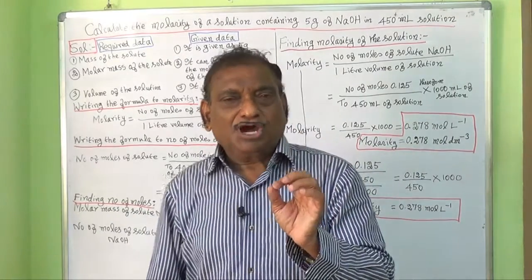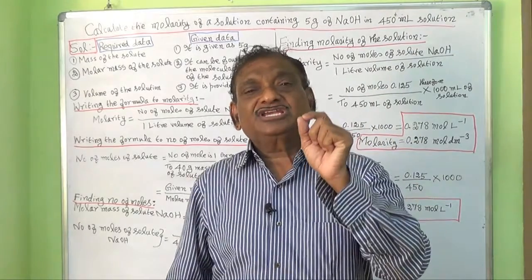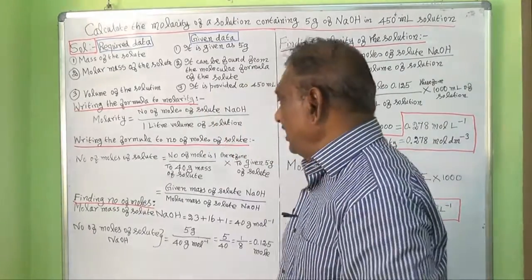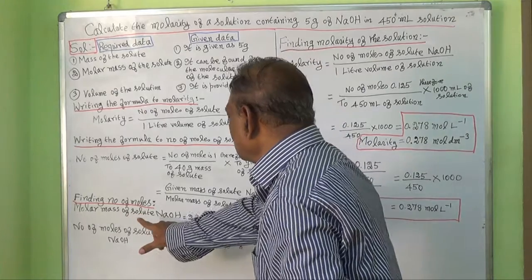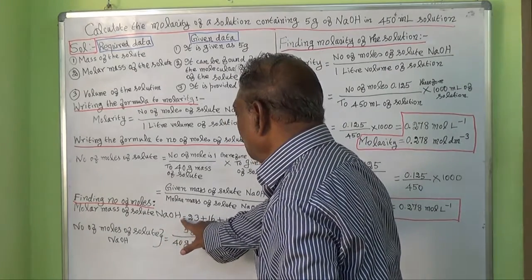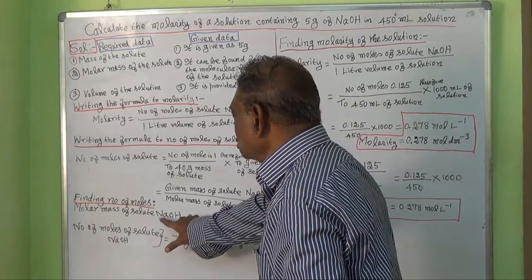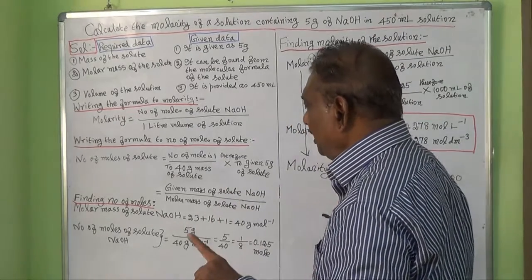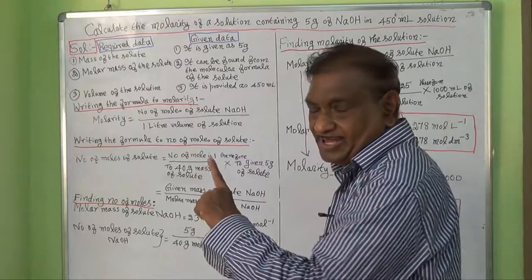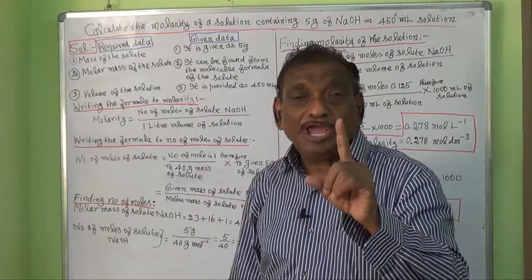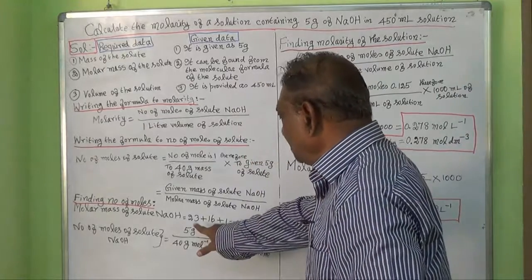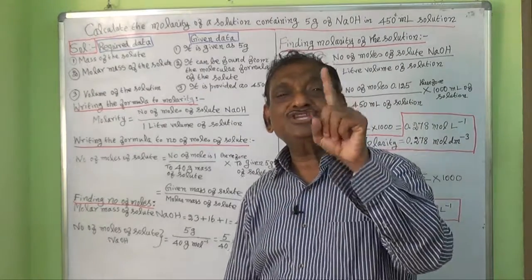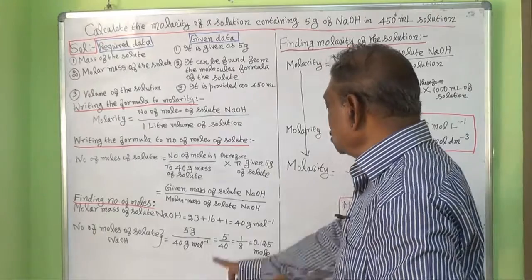If we add the atomic masses of all elements contained in a molecule, we can get the molar mass. Therefore, the molar mass of solute sodium hydroxide equals, in this molecular formula sodium hydroxide, there is only one sodium atom. The atomic mass of one sodium atom is 23. So it is written here. There is only one oxygen atom. The atomic mass of one oxygen atom is 16. It is also written here.